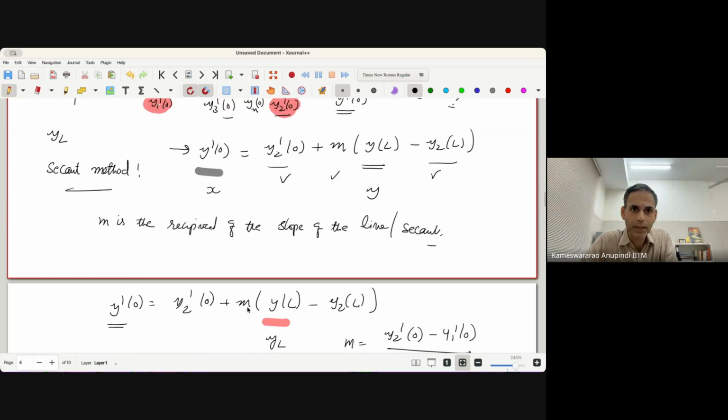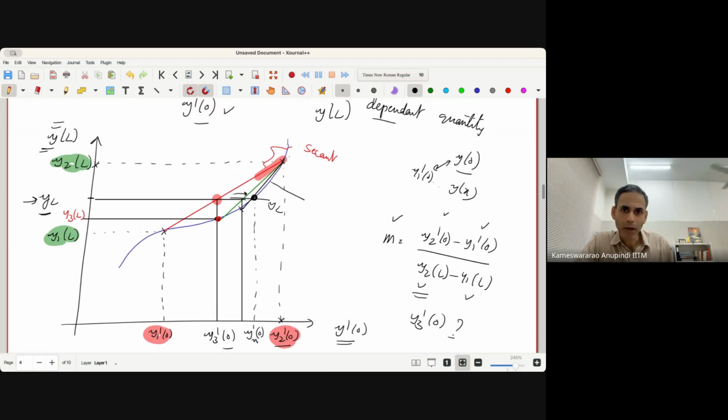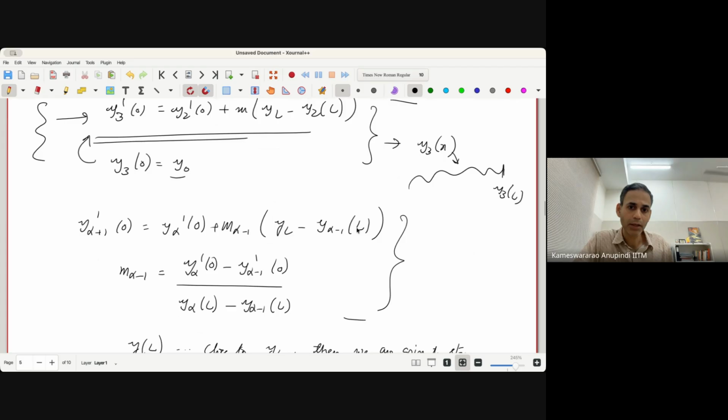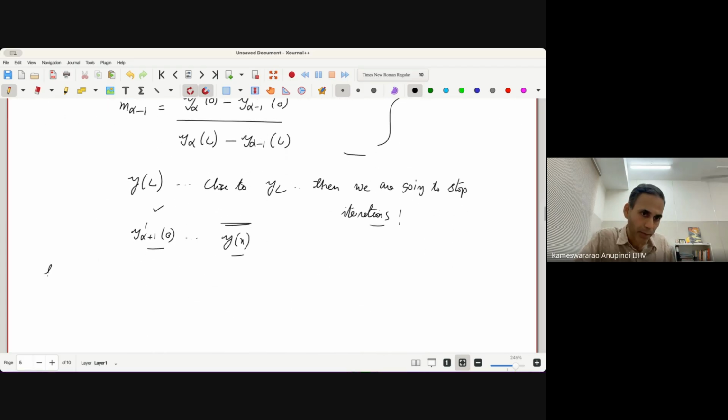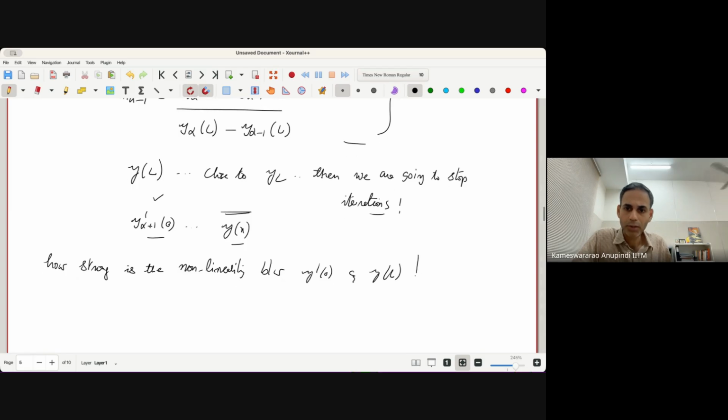Now, of course, the convergence of the secant method will depend on how steep this curve is. That means how strong is the nonlinearity between y prime 0 and YL. Based on that, the secant method may converge or it may not converge, so that all will depend. But then, of course, you may have to make adjustments to make it work.